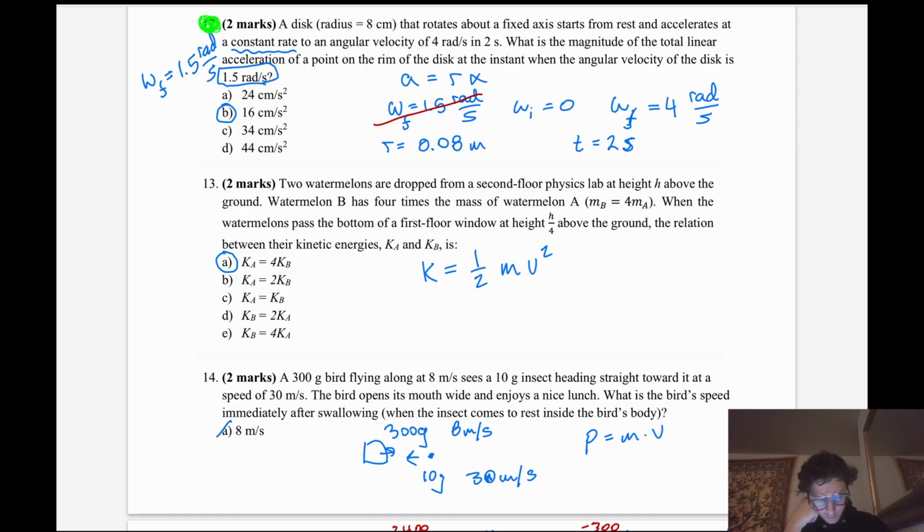2 watermelons. This one I also feel good about. I think kinetic energy here just relates to the mass if their velocity is the same, but they don't say if the velocity is the same, so that's one little hiccup, that one little guess that we have to make.